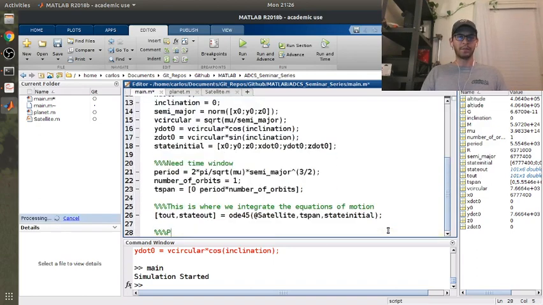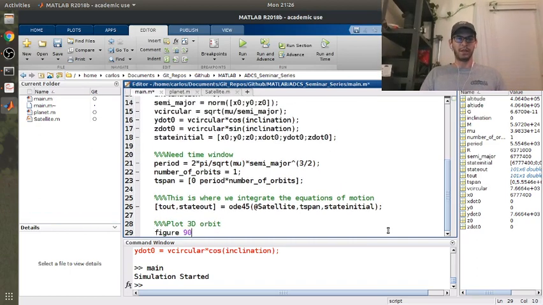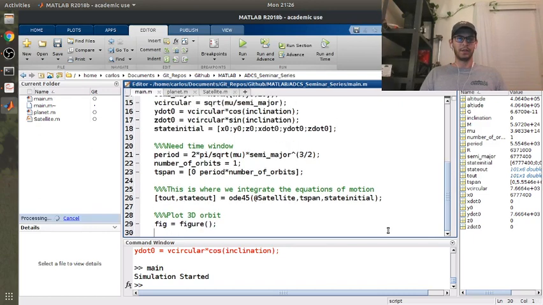Let's go ahead and plot some stuff. Let's plot just the 3D orbit and then be done with it. Okay, let's just do something simple. So plot 3D orbit. I need to make a figure window. Let's do fig equals figure.